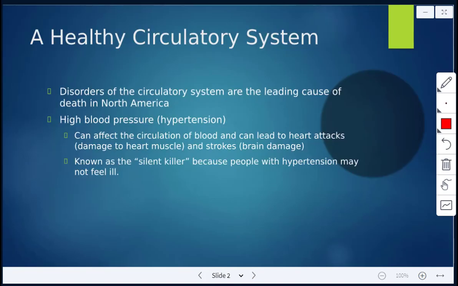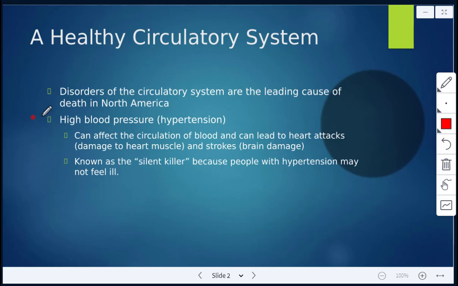All right, so first we'll talk about the circulatory system. So a healthy circulatory system. So what's happening is right now, disorders of the circulatory system are the leading cause of death in North America. So, for example, high blood pressure, which is also called hypertension. This affects the circulation of the blood, and it can lead to heart attacks.